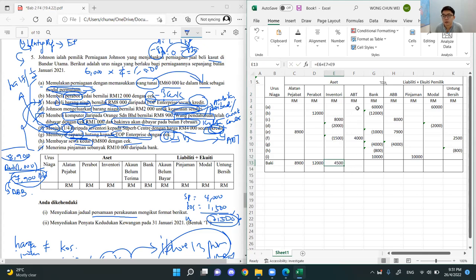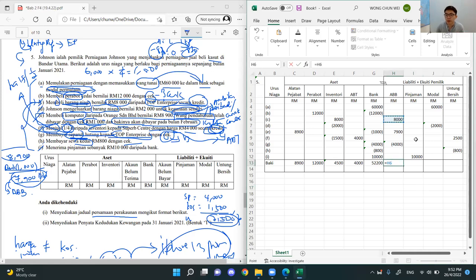Then the accounts receivable, simple, 4,000. Okay. Then this one, a lot of calculation. Your bank, you use 60,000. Use your calculator. Minus 12,000. Minus 1,000. Minus 4,000. Minus 8,000. And then last but not least, plus your 10,000. You get 52,200. All right? Same thing for everyone. You add up everything.